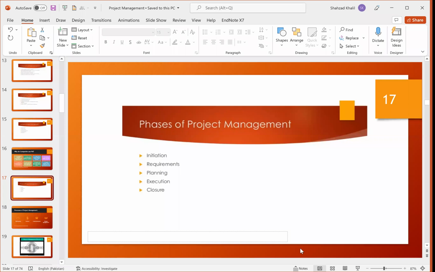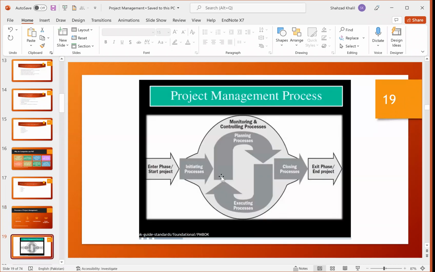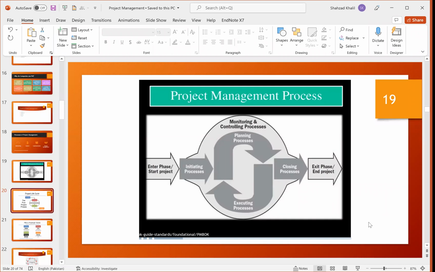Phases of project management include initiation, requirements, planning, execution, and closure. And the processes are monitoring, control, communication, and people management. If we see the project management process, it starts with the initiation process. Then there's the planning process, then the executing process, which goes side by side with the monitoring and controlling process, and then the closing process, which is the exit phase or the end of the project.